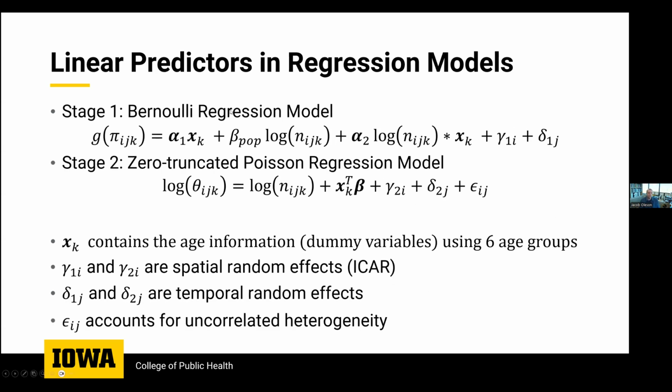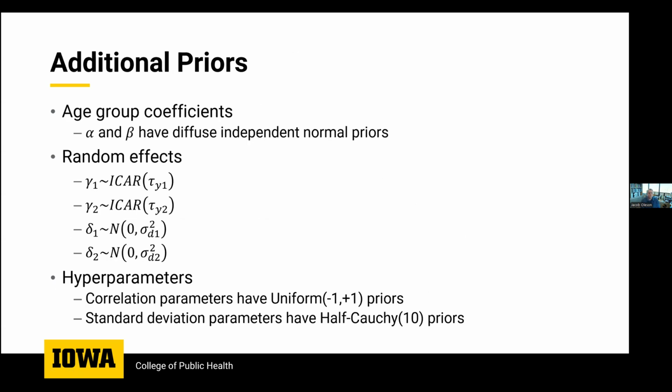In addition to the Bernoulli model for the zeros, we have another model on the Poisson: a population size, age group, a spatial effect, a time effect and additional random error. This looks very similar to the model before. And as a Bayesian model, we put in additional priors, and we had a lot of discussion on how to select our priors. For the most part, they are proper priors that are very vague. So the beta coefficients would have a mean of 0 and a variance that is very, very large.